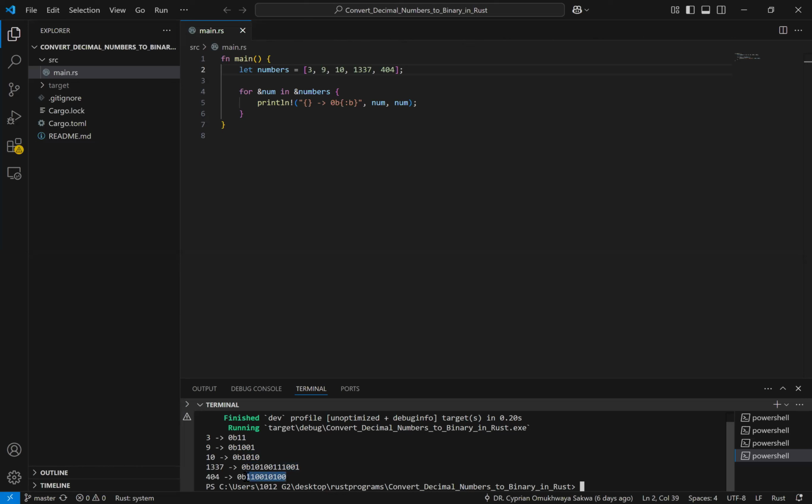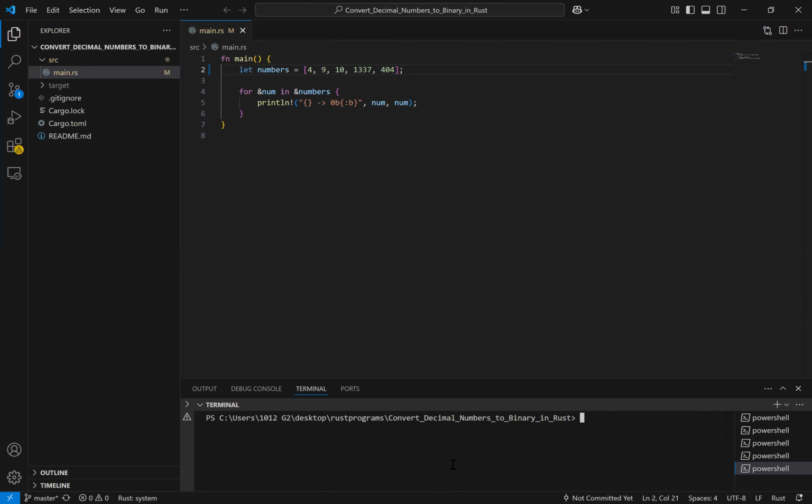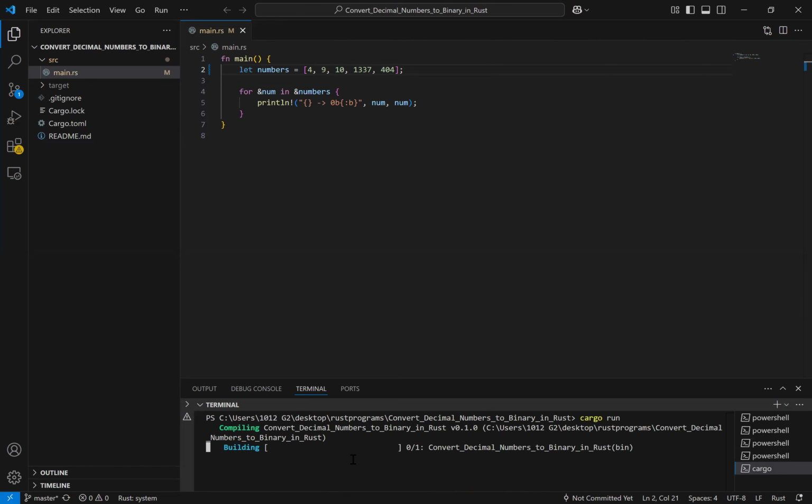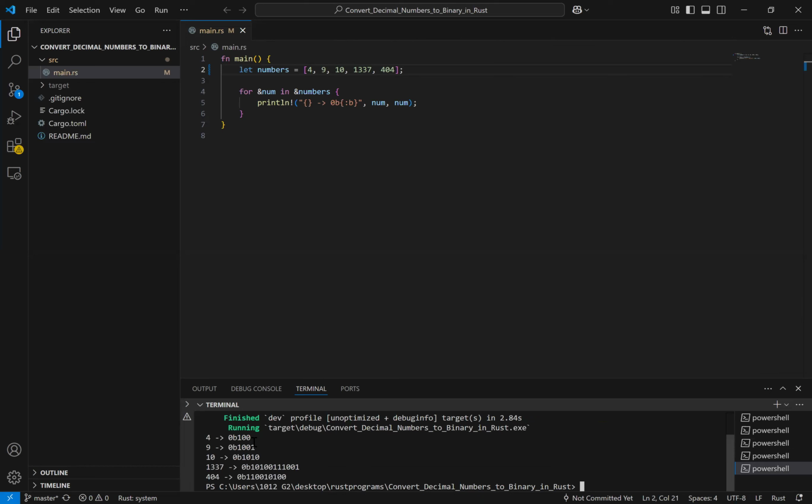So if you want to convert decimal numbers to binary numbers, you can always use this code. If I want, I can change this 3 to 4 and ask it to give me the binary number for 4. I've given it several numbers and it gives me all of them, but you can also ask for just one. Look at this: 4, its binary number is 100.